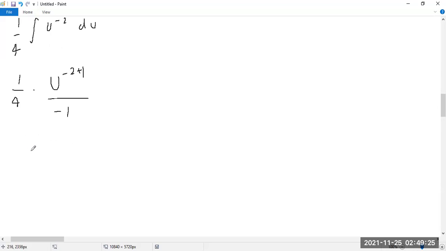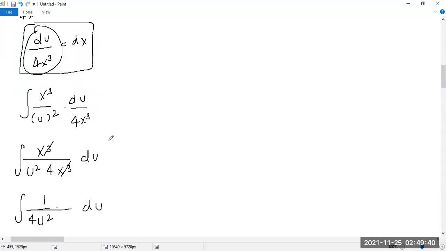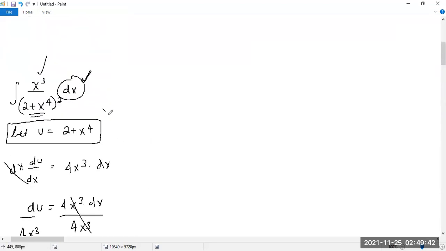So then I have u to the -1 over -4, which is 1 over -4u. And now I can simply put the u back. The u was 2 plus x to the 4th.